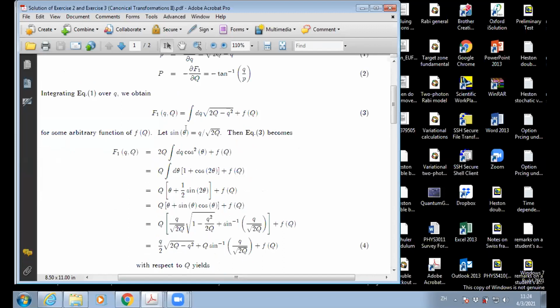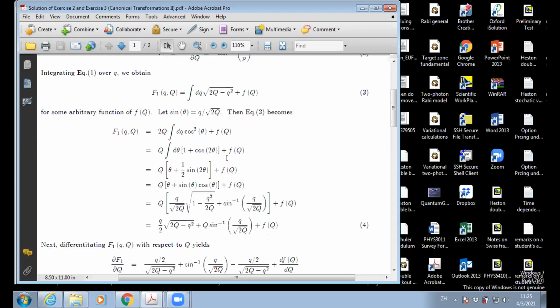Then I define an angle theta in terms of small q and capital Q as this. Then equation 3 can be rewritten as this. All right. So we integrate the cosine squared theta over small q. Then, making use of the definition of this sine function, we can make a change of variables and rewrite the integral in terms of theta. All right.